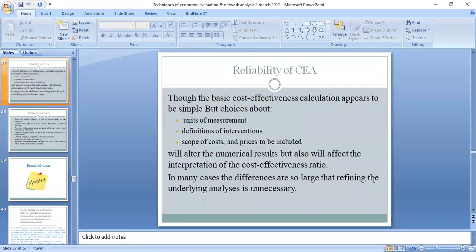Now the reliability of cost effectiveness analysis. Though the basic cost effectiveness calculation appears to be simple, choices about units of measurement, definitions of interventions, scope of cost, and prices to be included will alter the numerical results, but also will affect the interpretation of cost effectiveness ratio. In many cases, the difference is so large that refining the underlying analysis is unnecessary.